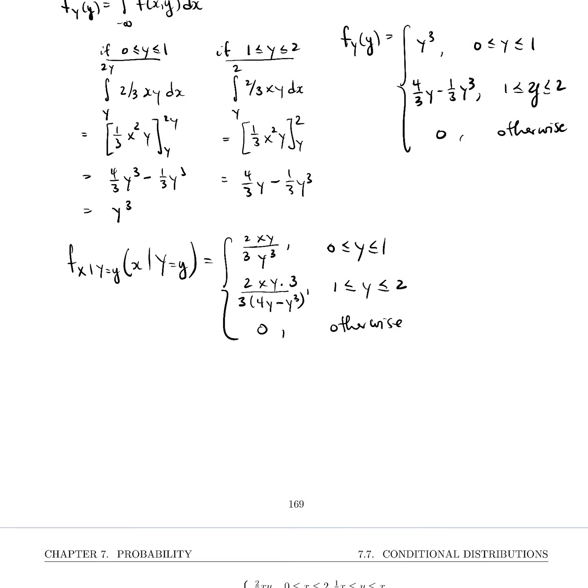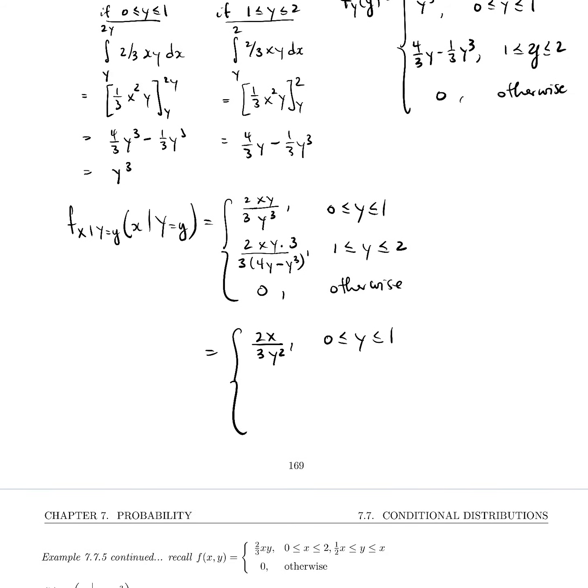So let's clean up those fractions. Those y and y cubed will cancel, leaving me with y squared in the denominator. So 2x over 3y squared, and that is if 0 is less than or equal to y is less than or equal to 1. And then those 3's are going to cancel, and I can factor out a y and cancel as well. So I'm going to have 2x over 4 minus y squared, and that is valid from 1 to 2. And lastly, obviously, we have the 0 everywhere else.